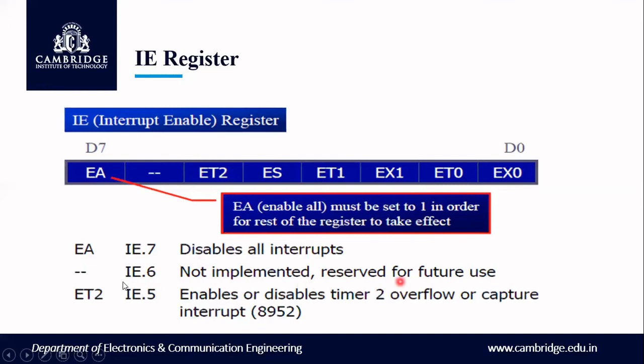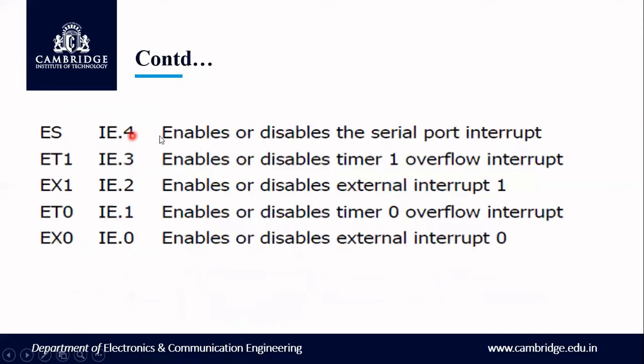IE.6 is not implemented; it is reserved for future use. Then ET2, that is IE.5, the fifth bit, enables or disables the timer 2 overflow or capture interrupt in the 8052. So these bitwise contents we need to understand. ES, the fourth bit, enables or disables the serial port interrupt. ET1 enables or disables the timer 1 overflow interrupt. EX1 enables or disables external interrupt 1. ET0 enables or disables the timer 0 overflow interrupt. EX0 enables or disables external interrupt 0.